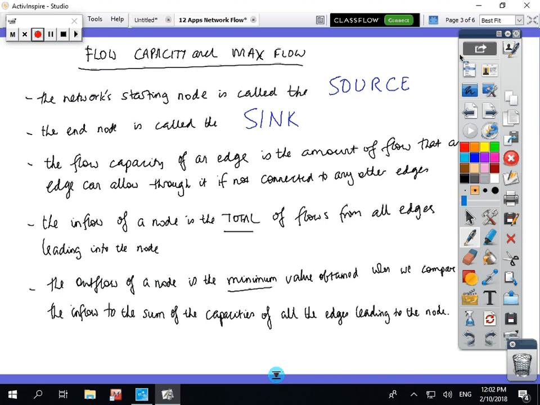Okay, so let's have a look at some technical parts. So the network starting node is called the source, and the end node is called the sink. The flow capacity of an edge is the amount of flow that an edge can allow through it if not connected to any other edges. The inflow of a node is the total of flows from all edges into that node. Again, when we look at a diagram, you'll make sense of this. And the outflow is the minimum value obtained when we compare the inflow to the sum of the capacities of all the edges leading from the node. Again, copy that down, and when we look at a diagram, it'll make a lot more sense.